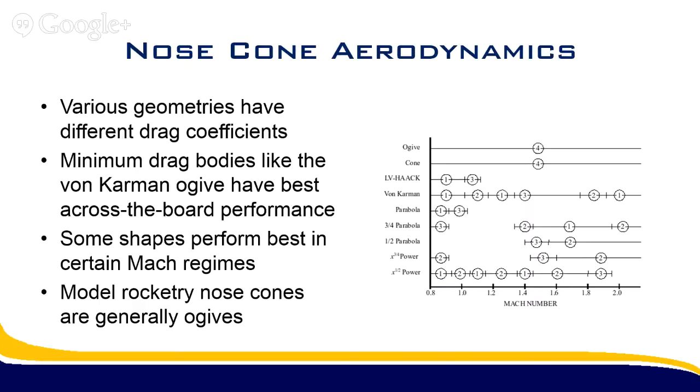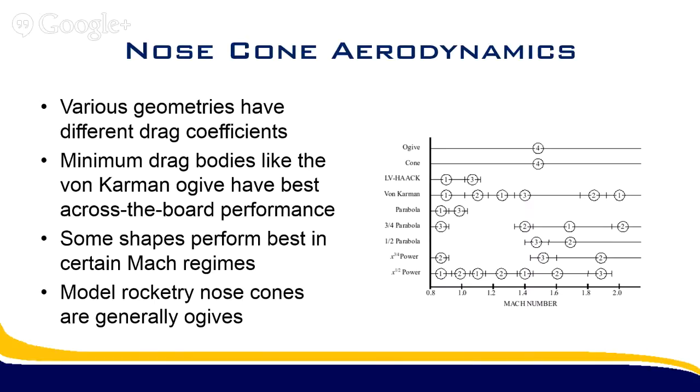Then there's other shapes as well. You see elliptical nose cones, and then there's also power series, so mathematical power series that can be used to come up with a nose cone shape. And actually, on the right-hand side, you can see how good each of those different types of nose cones are at different flight speeds, 1 being superior and 4 being inferior.